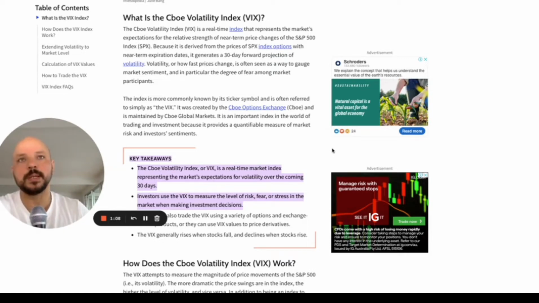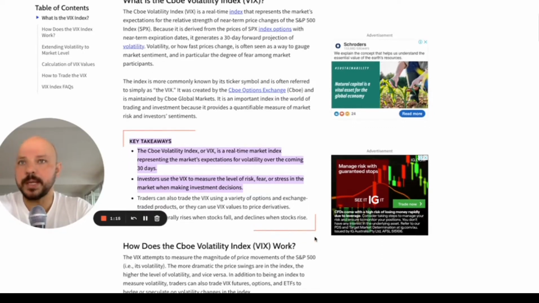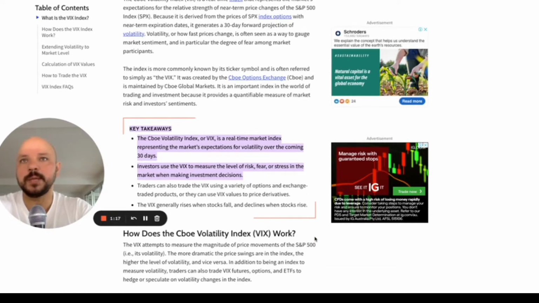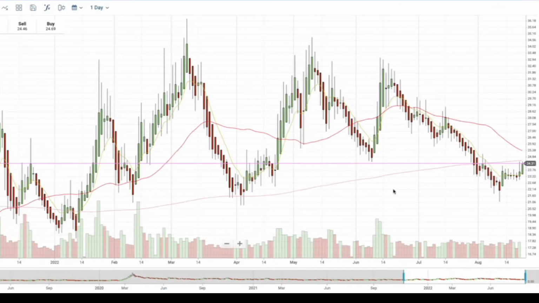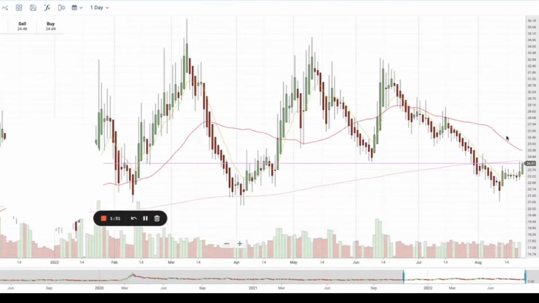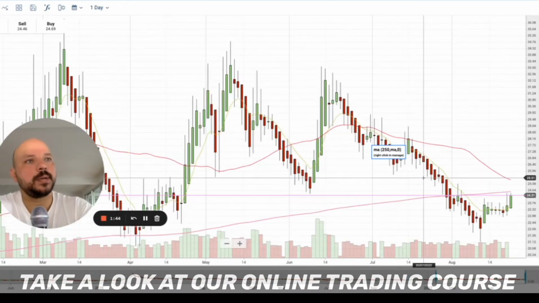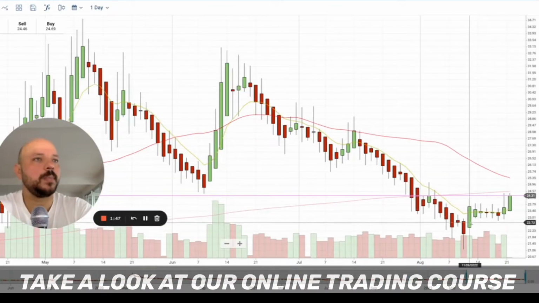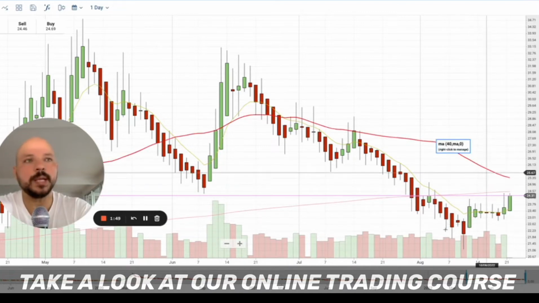One of the decision-making factors that we use is the volatility index. Essentially, what it says is that investors use the VIX, the volatility index, to measure levels of risk, fear, and stress in the market when making investment decisions. In this case, if you look at the chart here, we can see that we are now having an increase of this sentiment. We can see that we are having green candles. It is almost like a reversing now.